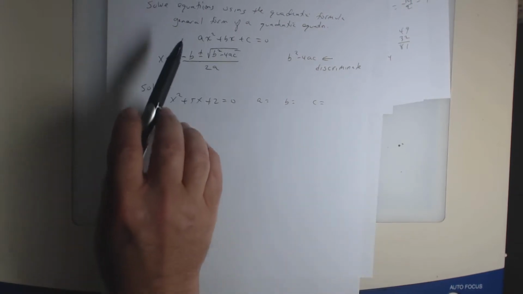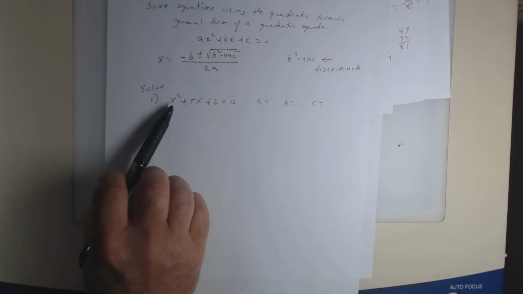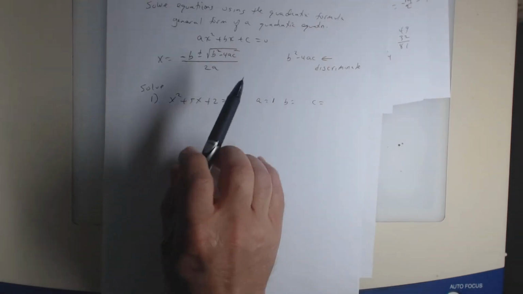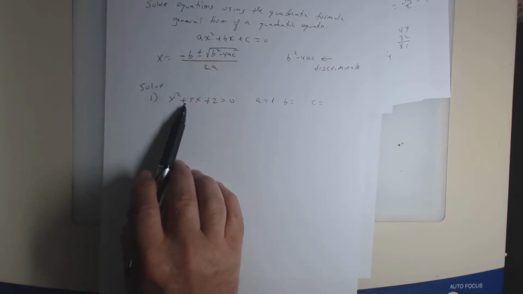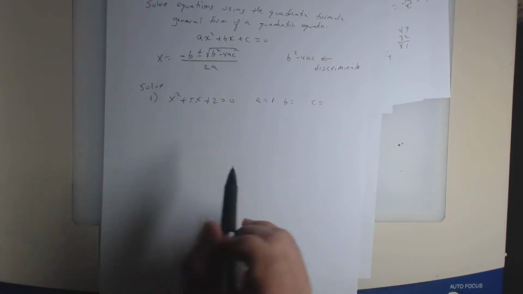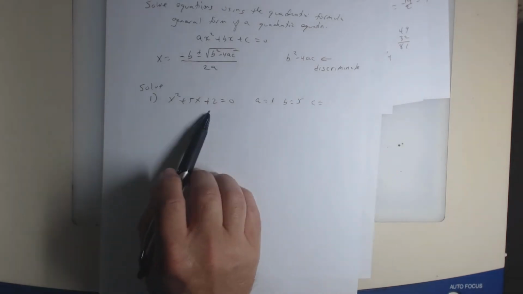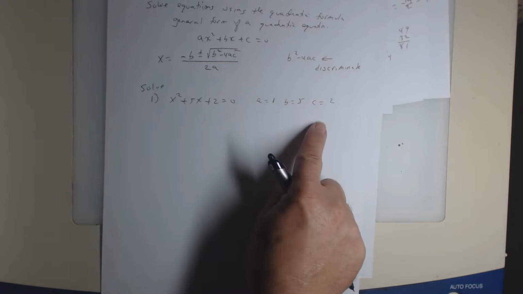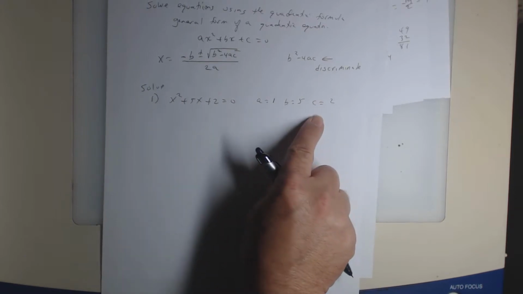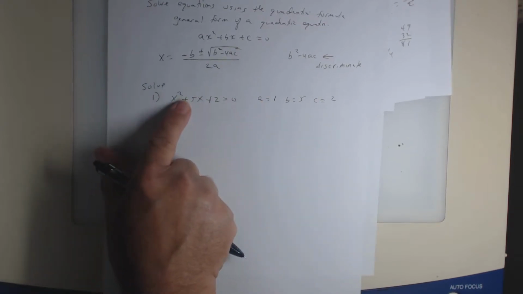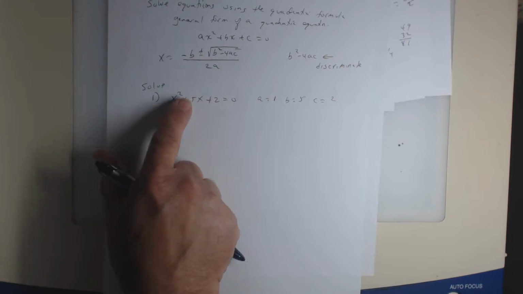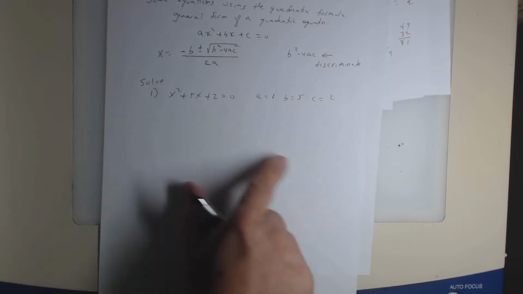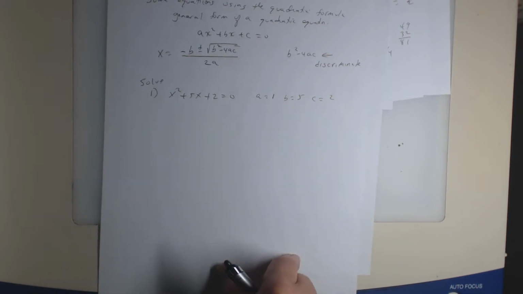So A, remember, is the coefficient of x squared. What's the coefficient of x squared here? 1. That's a 1, so A is 1. B is the coefficient of x. What's the coefficient of x? Positive 5. And C is your constant. What's my constant? 2. So there's your A, B, C. If any of these are incorrect, you're solving a different quadratic equation than the one you need to. So first of all, make sure you have all these correct. If any of these are incorrect, then obviously your answer is going to be incorrect.